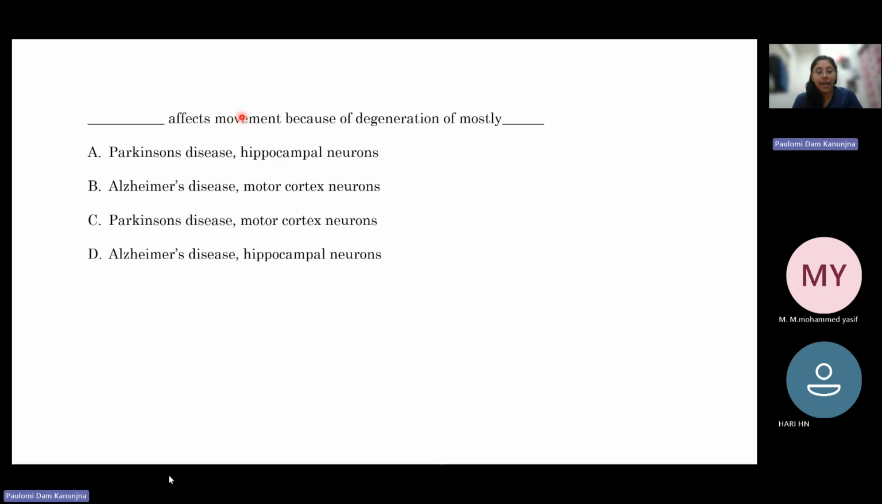And once you have identified which disease it is, which neurons are getting impacted. We did this for Alzheimer's. Now do this for Parkinson's as well. B. Yeah. Okay. Any more answers? Anyone else?